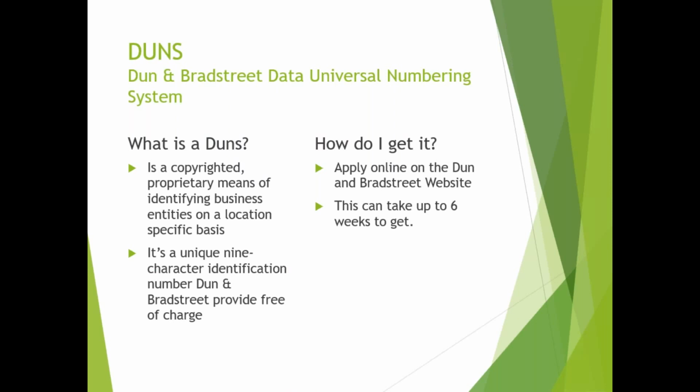So the Dun & Bradstreet Data Universal Numbering System is a copyrighted proprietary means of identifying the business. We talked a little bit about this. You can apply online, and like I said before, it can take up to 6 weeks to get this number, so it's important that you have it prior to wanting to submit. It's a 9-character number, and as Megan mentioned before, oftentimes businesses already have these, they just don't realize they do. And you can, on the Dun & Bradstreet website, simply look up the business first before going through the application process. Should also mention that it's not a barrier to starting your application, just to submitting it.